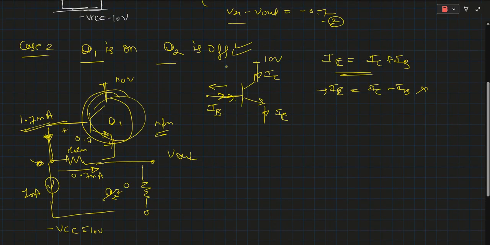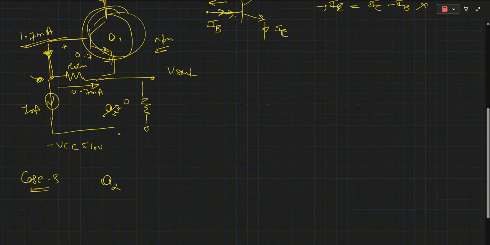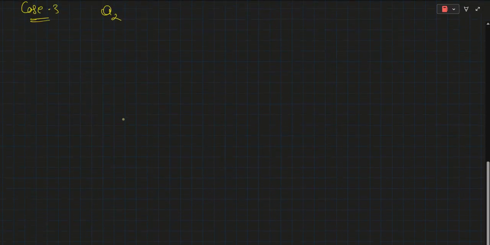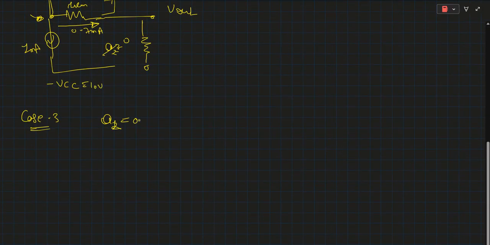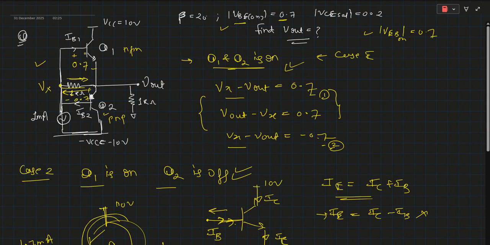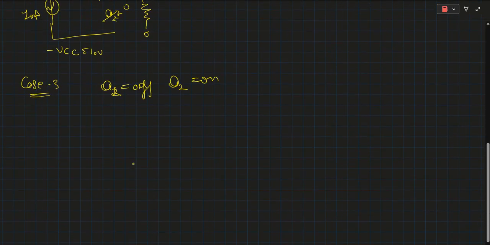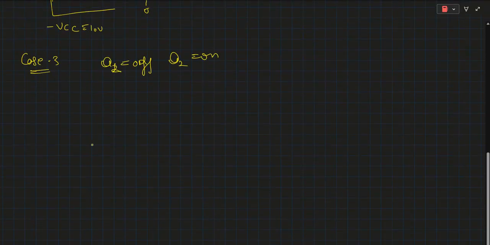Okay. Now, if we consider case three, we will assume Q1 off and Q2 on. Okay, now let me read out the circuit. If we assume Q1 is off, no current will flow into Q1, so we can remove Q1.